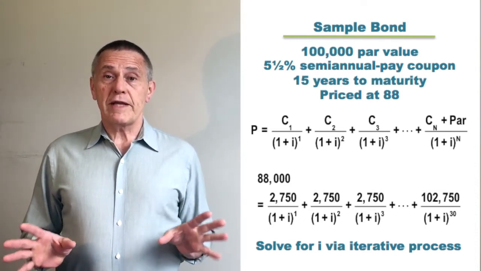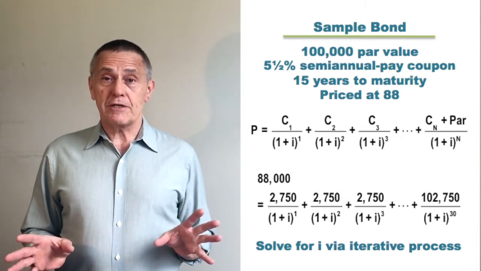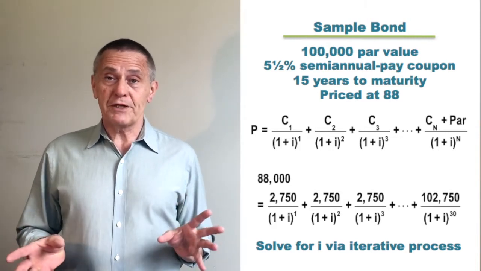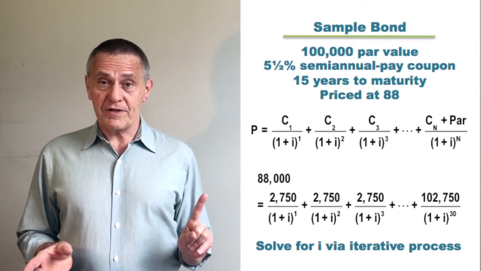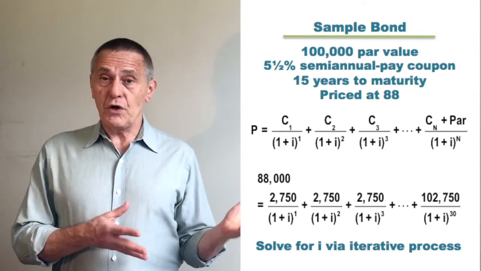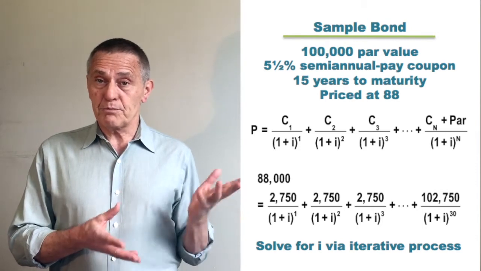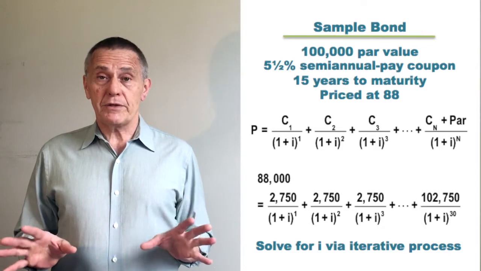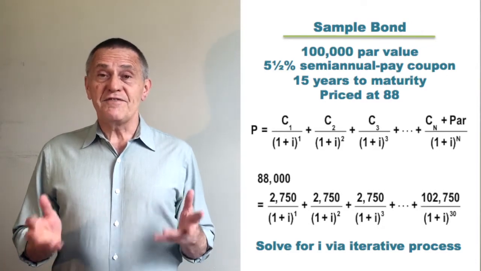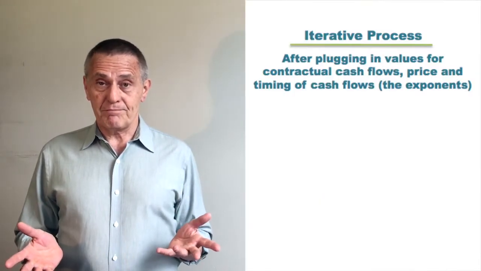Now, unfortunately, that's not an algebraic computation where somehow you manipulate the formula to separate out a single value of I on one side of the formula and have all known values on the other side and simply perform the operations in the appropriate sequence. The only way to calculate a bond's yield to maturity is via an iterative process.